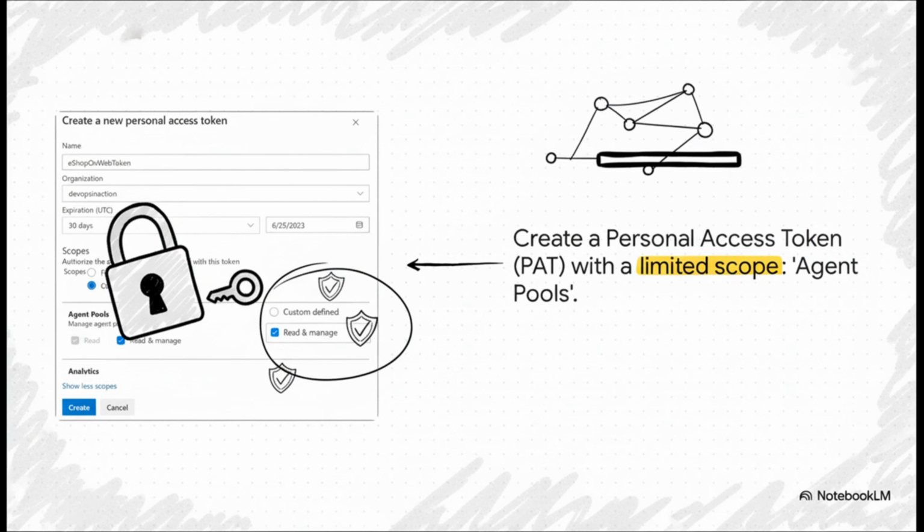Let's take a closer look at creating that PAT, because this is really important. This is not a master key. As you can see here, we are creating a token with a very, very specific and limited scope. It can only read and manage agent pools. That's it. This is what's known as the principle of least privilege. The token gets the absolute bare minimum permissions it needs to do its job and nothing more.